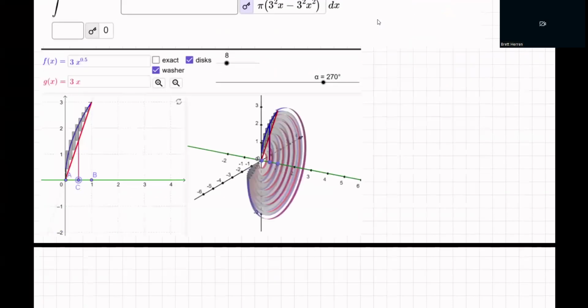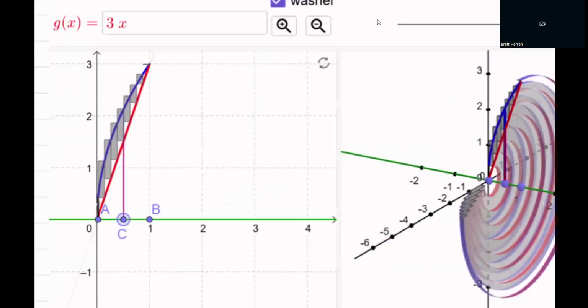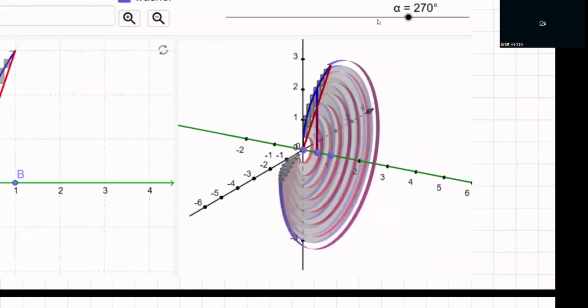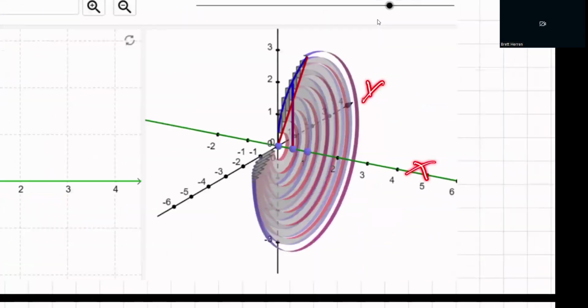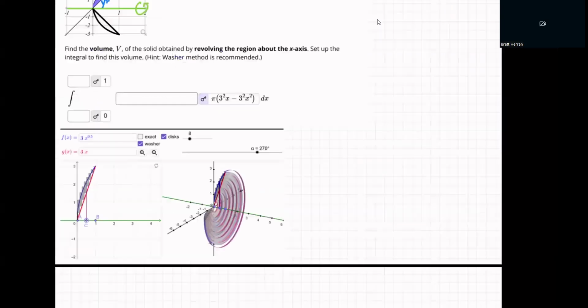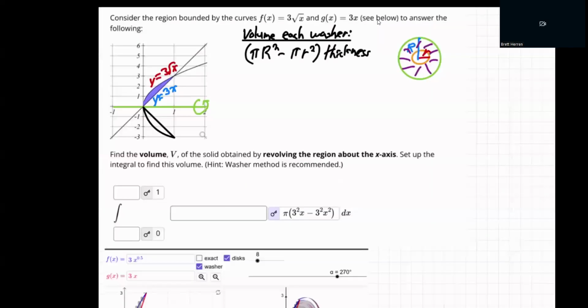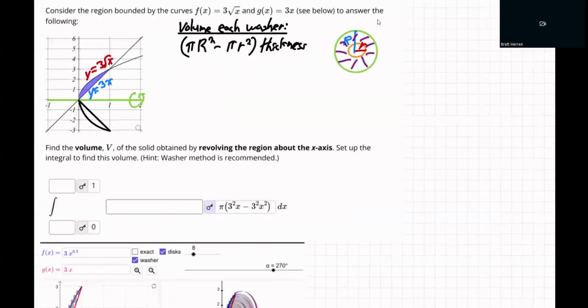The thickness is going to be dx. You can see that right here, right? The thickness of each of these is dx on the x-axis. Even on the 3D, you can see it. This is the x-axis, this is the y. The thickness is going this way. We're stacking them up, dx, okay? And then also there's dx here. So thickness is dx. Okay, so then we just need to figure out this stuff.